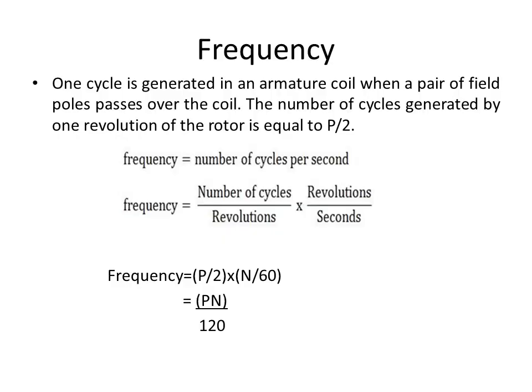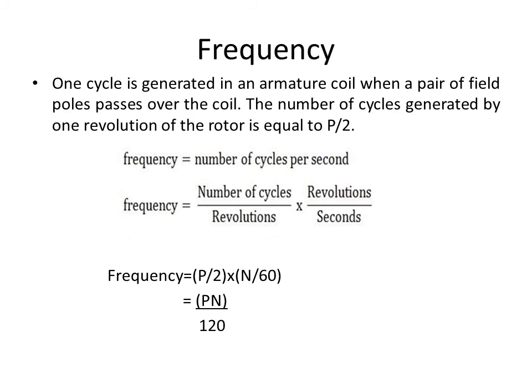What about the frequency of the generated E.M.F? It should generate a constant frequency. There are no changes in the frequency. So what is the equation for calculating the frequency? One cycle is generated in an armature coil when a pair of field poles passes over the coil. The number of cycles generated by one revolution of the rotor is equal to P by 2.